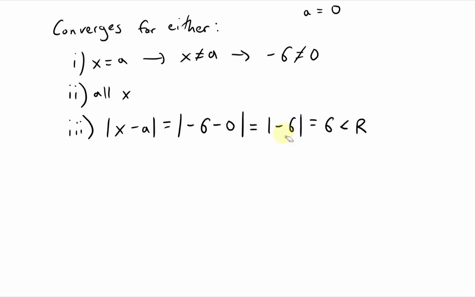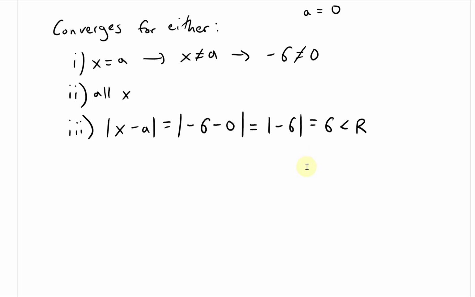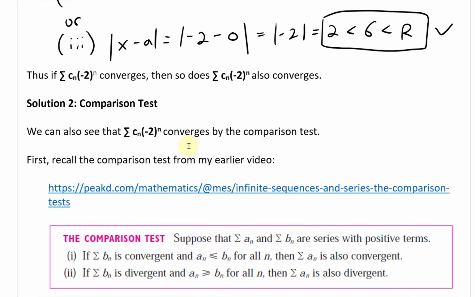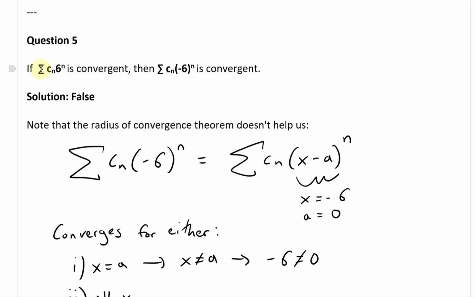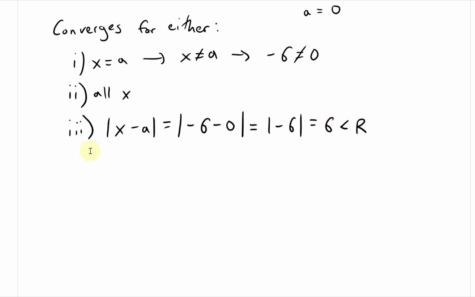This one could be, for example, if r was 7, then this would be convergent. But it could be 6. So let's say if r is 6, then that's going to be at the endpoint, and we don't know if this will be convergent. Whereas this one, we're given that it's convergent. So it could be that just at the endpoint x equals 6 it is convergent. But now we're looking at x equals negative 6, so we can't tell that.